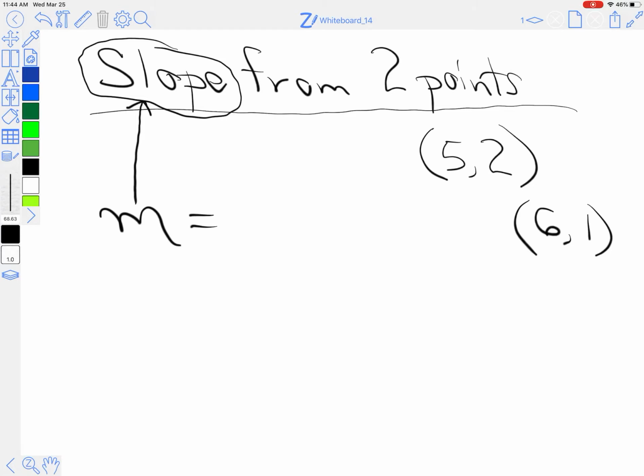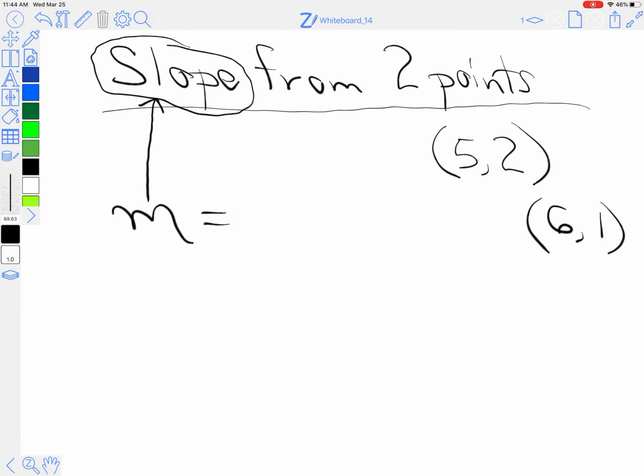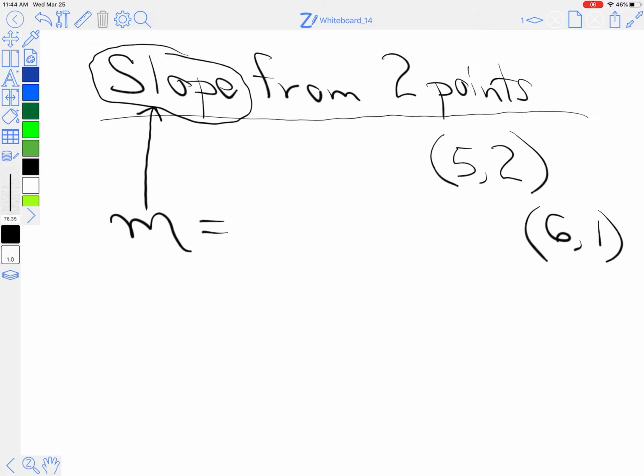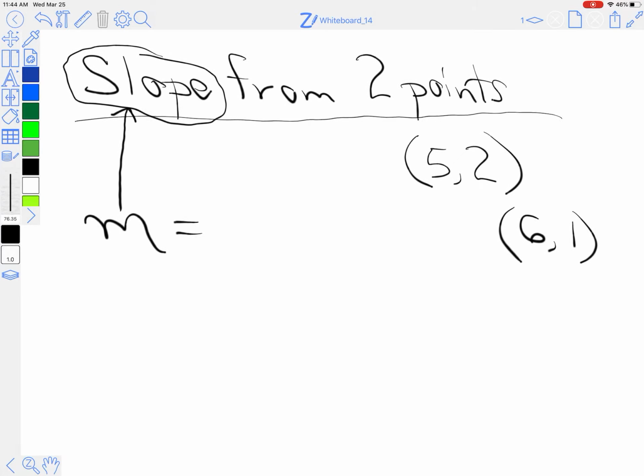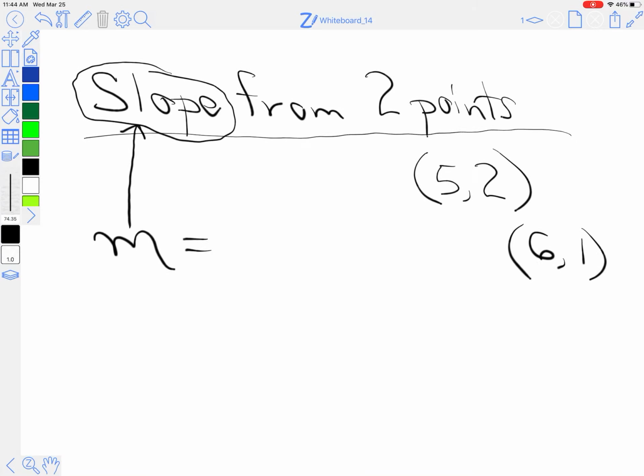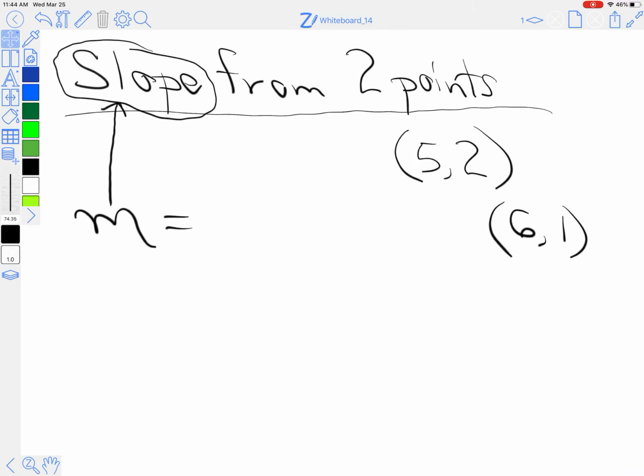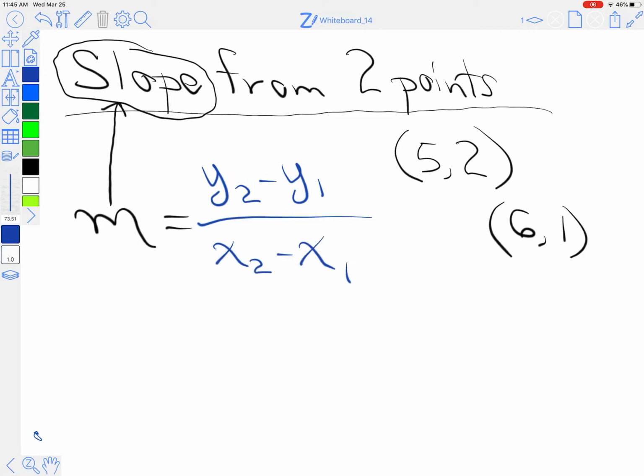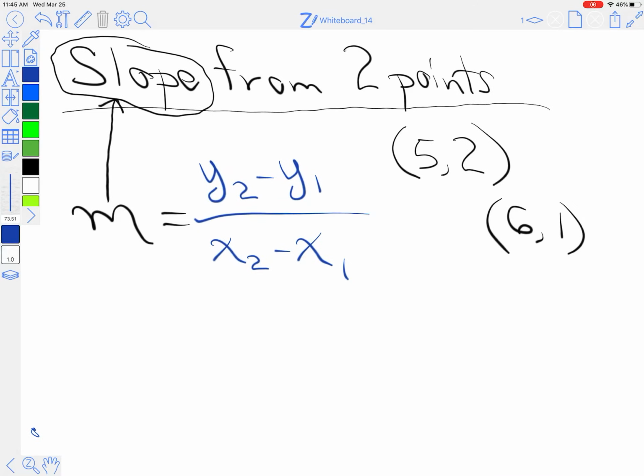And the formula for slope is to do y2 minus y1 over x2 minus x1. So you'll see some problems here in just a second where they give you 2 points, just like I did over here to the right.